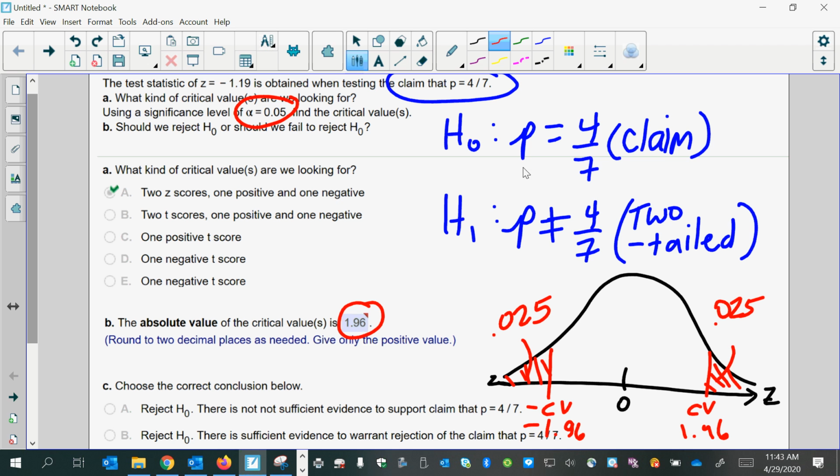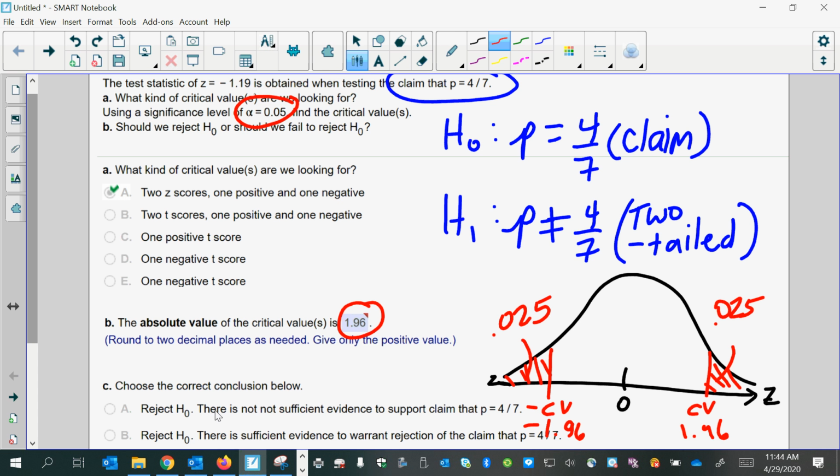In this example, the claim fell under the null hypothesis, which is vulnerable to being rejected. So if we reject the null hypothesis, then we would be rejecting the claim. If we fail to reject the null hypothesis, then we would fail to reject, or we would not warrant rejection of the claim, I guess is how you're supposed to say it.